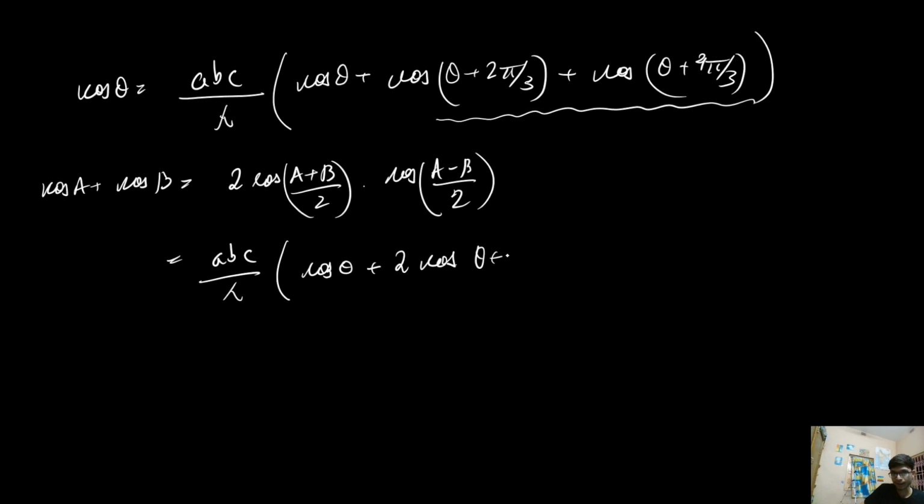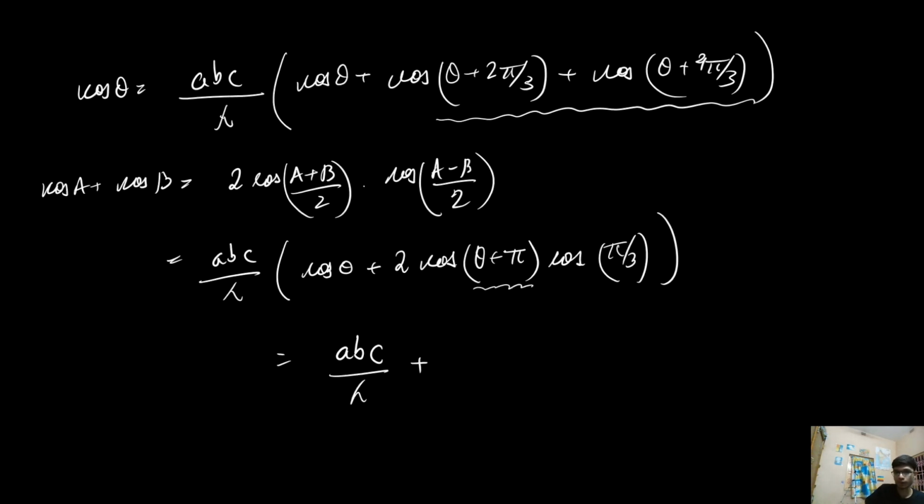So from here I can write it as theta plus pi, because 2 theta plus 2 pi divided by 2, the 2 gets cancelled. In taking the negative, that is A minus B by 2, the theta will get cancelled, and in doing so the result will be 2 pi by 3, because it gets cancelled with 2. So from here, this result will be abc divided by lambda times, and from here if you see this particular term, this is basically theta plus pi.